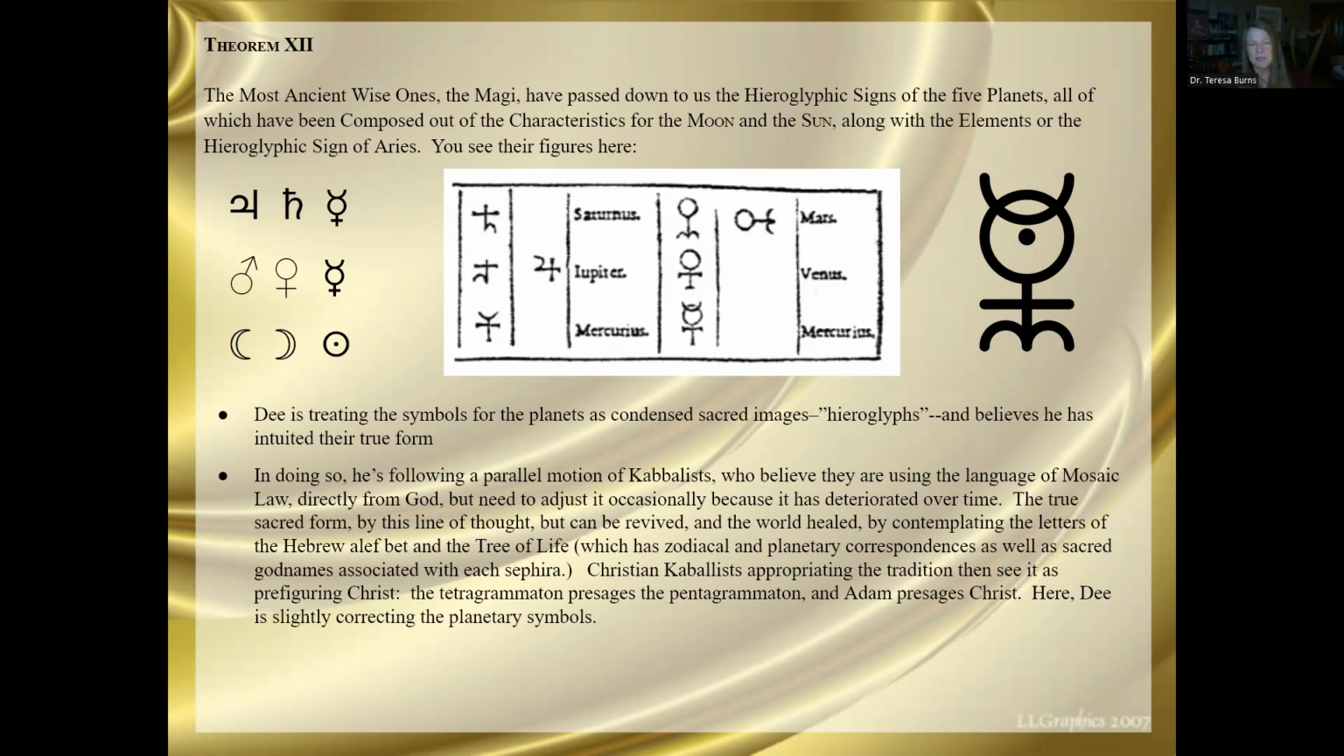But Christian Kabbalists will take, for example, the Tetragrammaton, Yod He Vav He, and put in a Shin, so it's Yod He Shin Vav He, and get the Pentagrammaton, and then see, say, Adam presaging Christ, or what Adam represents Kabbalistically being overlapped by a sacrificed God in some sense, or simply Jesus in another, associated with Tiferet. So D is doing the same kind of thing with planetary symbols that Kabbalists have done with Hebrew.